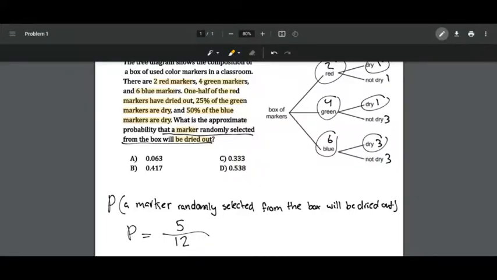So this is the answer as a fraction. However, we want it as a decimal. So as a decimal, it will be 0.417. So the answer is B. The answer is B. Hope you understand. Thank you.